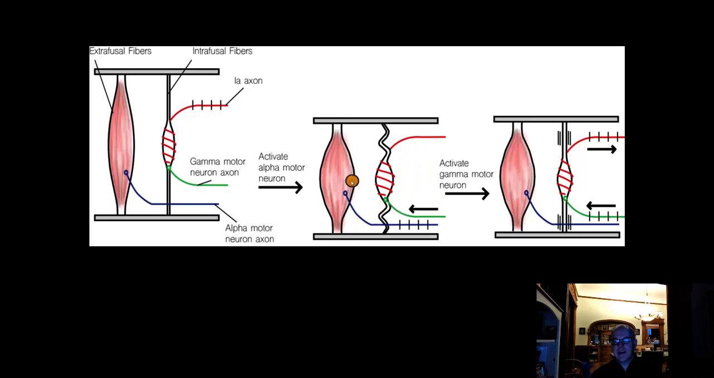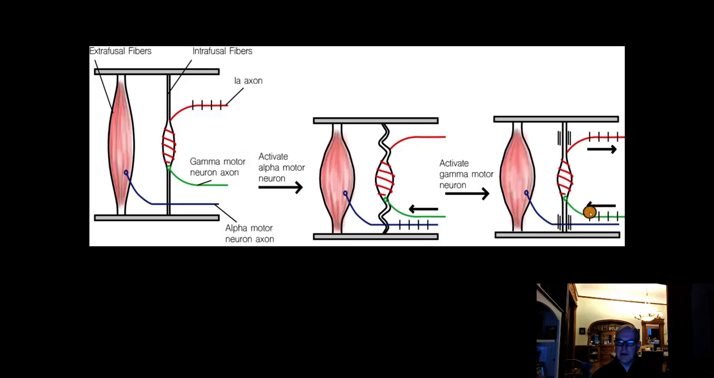But notice, if we didn't have gamma motor neurons, when you contract your muscle, well, look what happens to the muscle spindle. It kind of gets squashed. And so it's not tight. And in this state, it would not be able to respond to any stretch. It wouldn't be able to provide that very finely tuned information to the spinal cord about the state of stretch of the muscle.